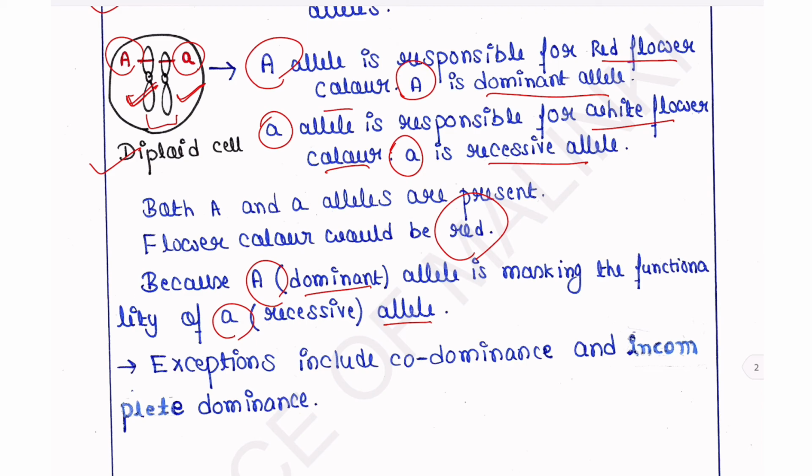Exceptions include codominance and incomplete dominance. So, this law of dominance is not true in case of codominance and incomplete dominance. That we will discuss later.